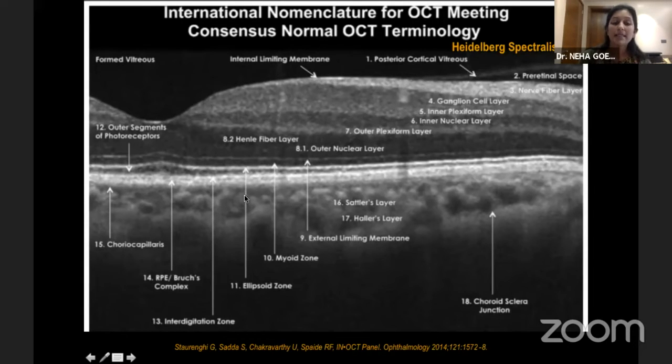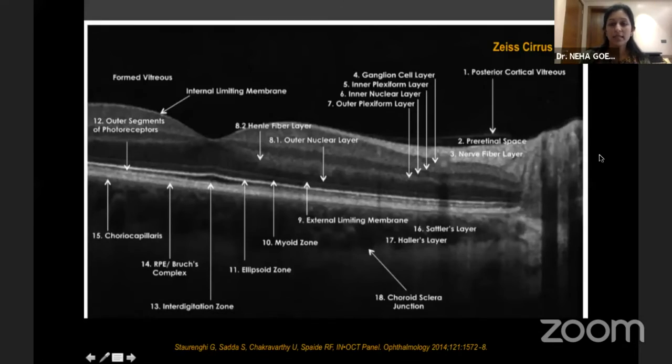This is followed by the IZ, or the interdigitation zone. And then finally, we have the RPE-Bruch's complex. So this small space is tightly packed by these zones and membranes, which are said to contain various parts of the photoreceptor. Now, after this, coming on to the choroid, the anteriormost are the choriocapillaris. This is followed by the Sattler's layer, which are the medium-sized choroidal vessels, and then the Haller's layer, which is the large-sized choroidal vessels, and then the choroidoscleral junction. So here you see these same structures on the swept source OCT.